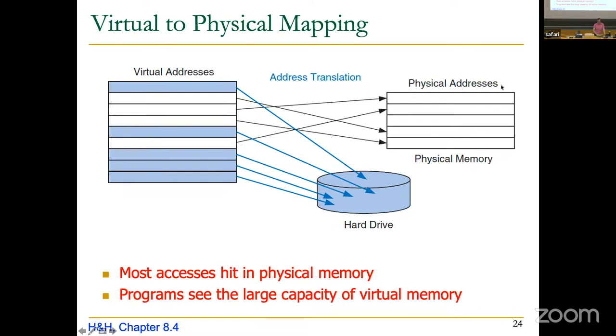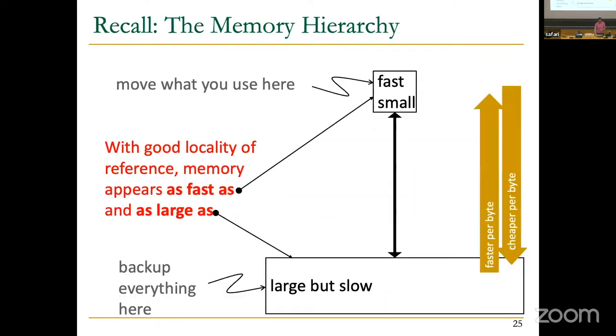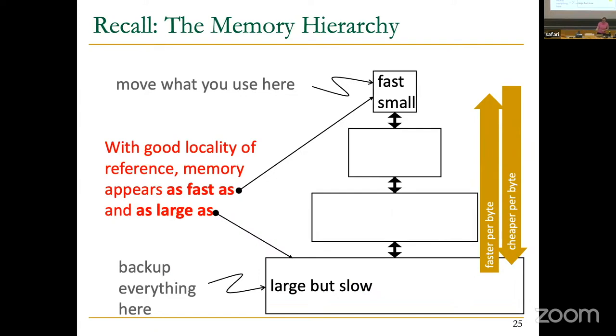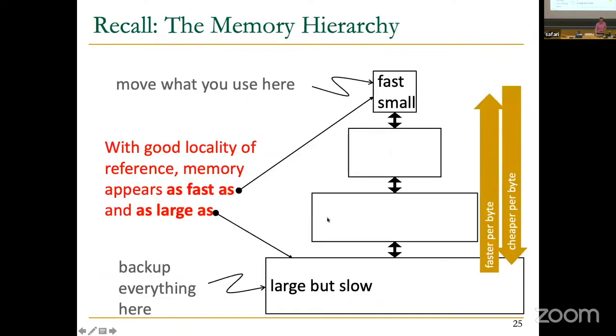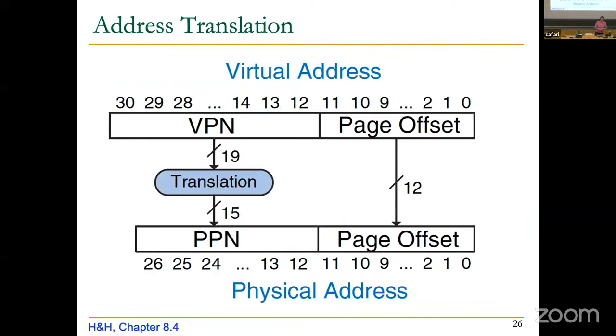The hope is that most accesses hit in physical memory, but programs see the large capacity of virtual memory such that the programmer doesn't need to worry about the sizes of data or code. This is essentially the idea of a memory hierarchy also, right? If you think about it, this is what we said, right? Most accesses we want to hit in the fast memory, and we should get the capacity of the large memory. That's the idea. So you can think of this as the cache and this is the large memory over here.